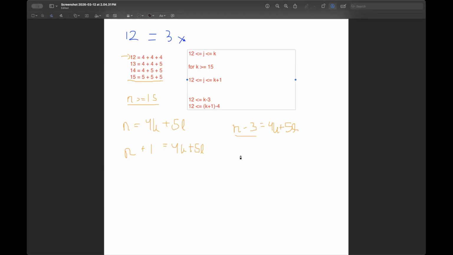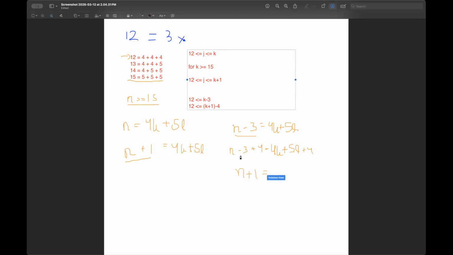But I want to get n plus 1. So what I'm going to do is add 4 to both sides. Sorry, this is minus 3. Minus 3 plus 4 on one side, and 4k plus 5l plus 4 on the other. Right? n minus 3 plus 4 is n plus 1.